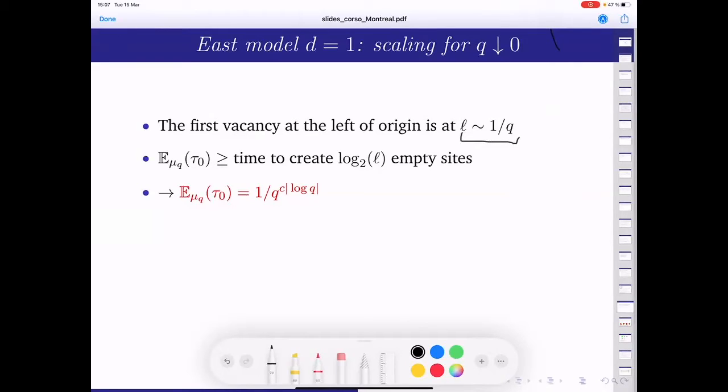So for sure, say I'm considering the infection time of the origin. So I'm sitting here at the origin. The first 0 on my right will be at a distance 1 over q. So in order to be able for the first time to update the origin, I will have to wait to go through a configuration containing log in base 2 of 1 over q empty sites. Hence the infection time is certainly bigger than the first time at which I see these log 2 of 1 over q empty sites, and so on.